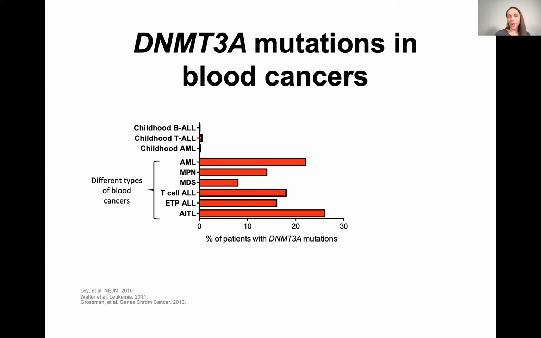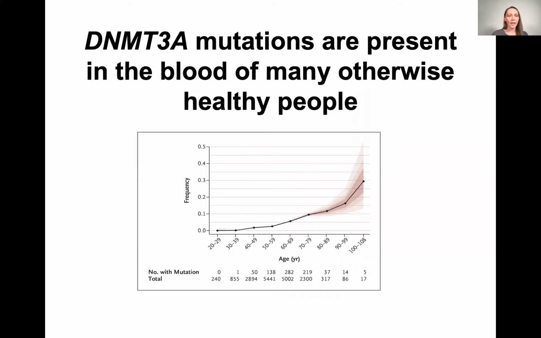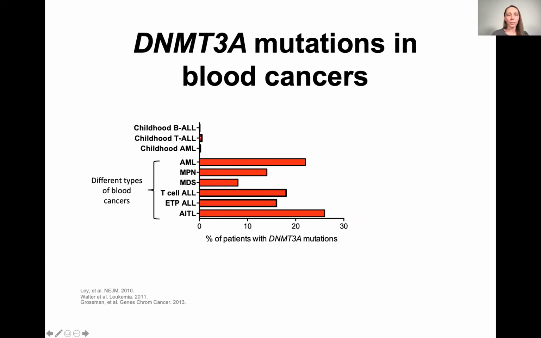Around the same time, Tim Ley's group at WashU identified mutations of DNMT3A specifically in blood cancers, first described in the blood cancer acute myeloid leukemia, and subsequently identified in a number of other blood cancers. And you can see the relative frequency. If you take all adult patients with acute myeloid leukemia, for instance, a little over 20% of them will have a mutation in DNMT3A.